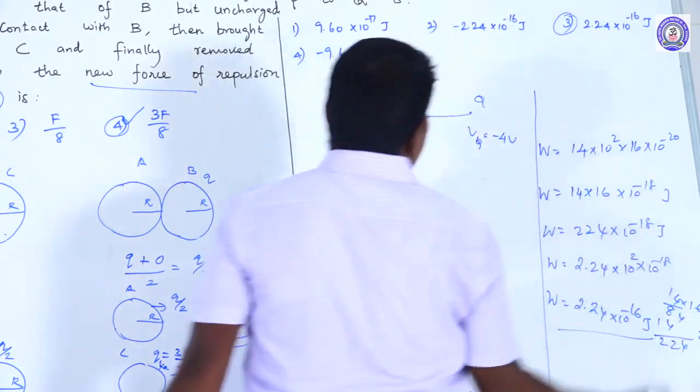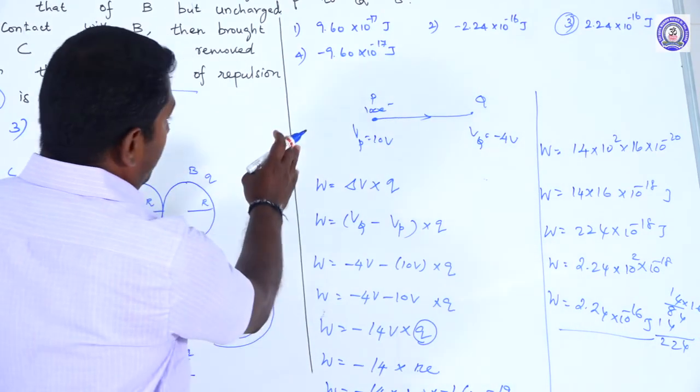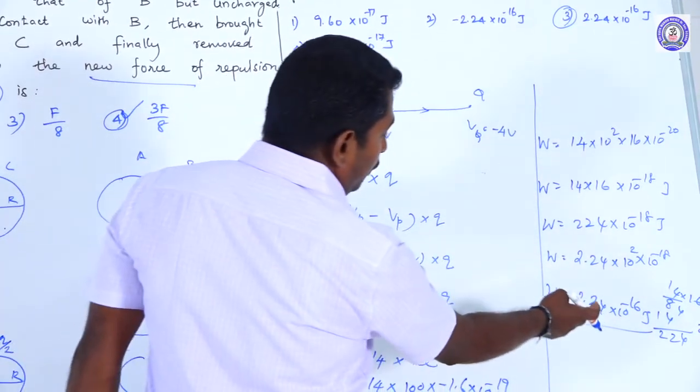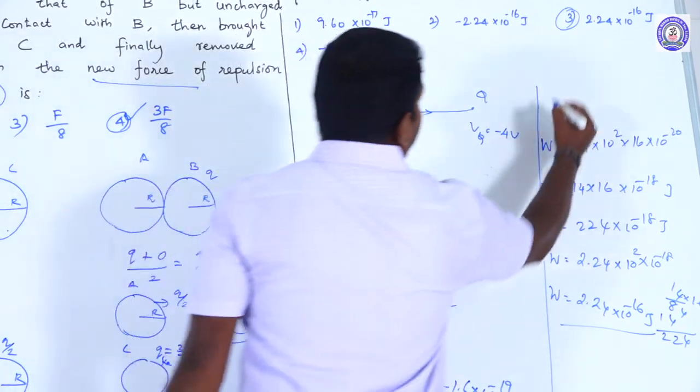joule. The amount of work done in moving a charge from P point to Q point is 2.24 into 10 power minus 16 joule. Right choice is third.